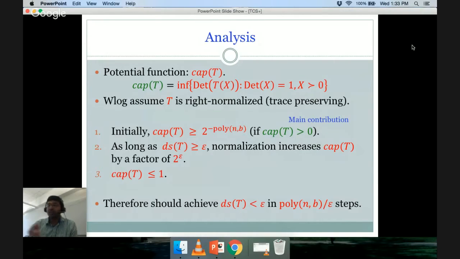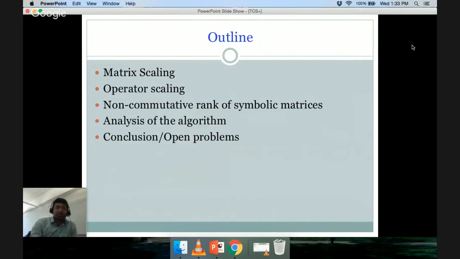Mainly the lower bound, capacity. Any questions about operator scaling? Okay, so I'll move on to non-commutative rank of symbolic matrices. What is this notion?